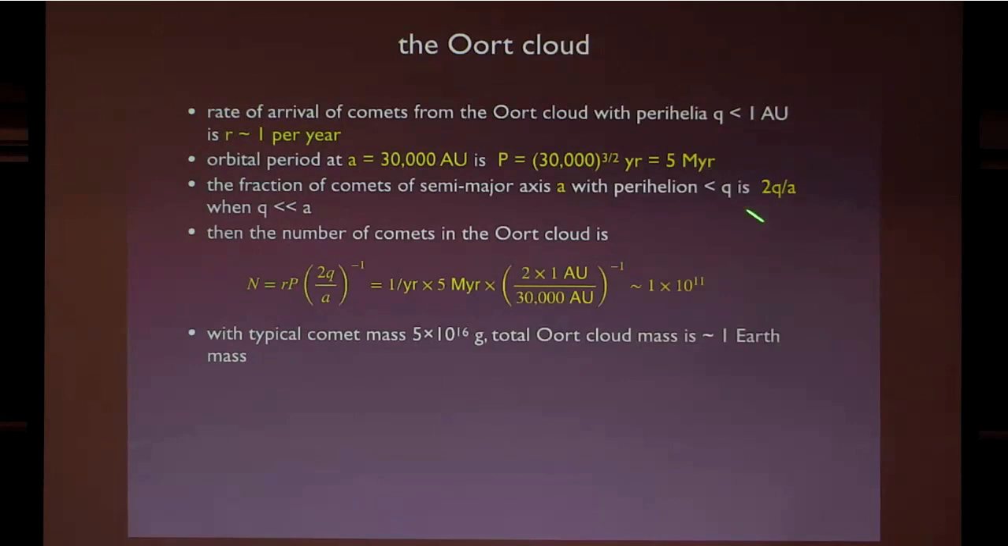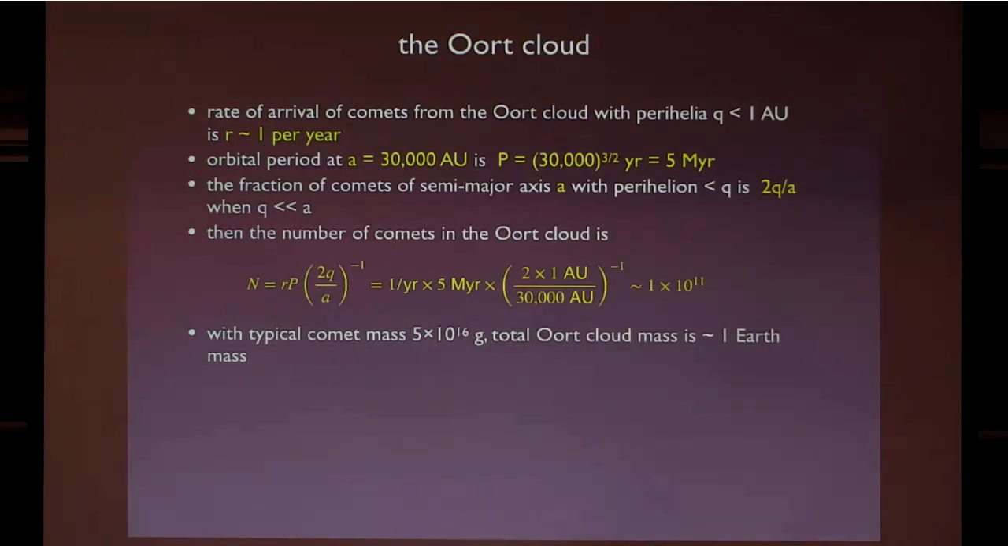We know that the fraction of comets with perihelion less than some value is given by the ratio of the perihelion to the semi-major axis. We know that they're uniformly distributed on the energy surface, and that says that the number of comets in the Oort cloud is the number that come by per year times the orbital period times the fraction of the phase space that we can see them in. So 1 per year, 5 mega years, the ratio of 2 times 1 astronomical unit to 30,000 astronomical units gives you 10 to the 11th comets. And with a typical comet mass of around this value, you get a total Oort cloud mass of 1 Earth mass.